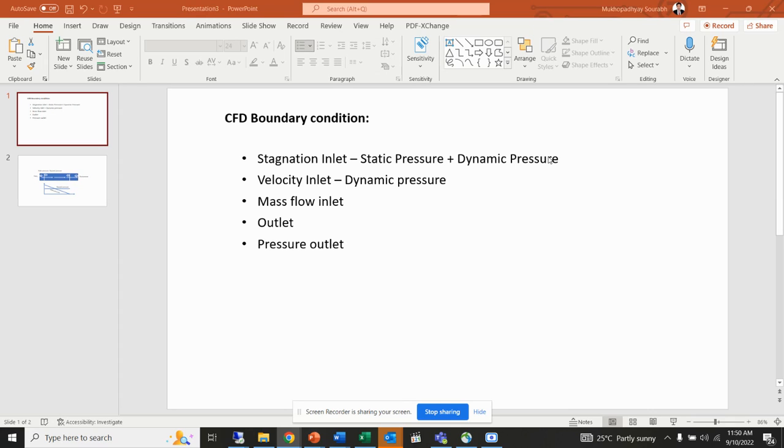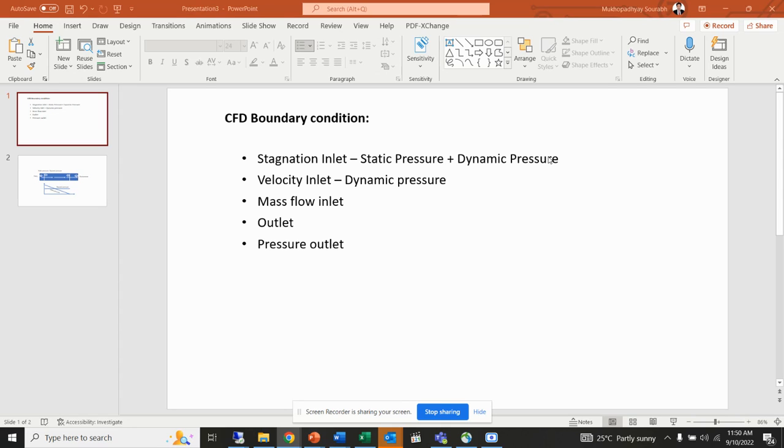So this is just for bridging the gap between the college pass out student and the industry. When you are a college pass out, and after that you are joining an industry, there is a gap, so you have to bridge that gap, and this course will help you to bridge that gap. So let's begin with the CFD boundary condition first.